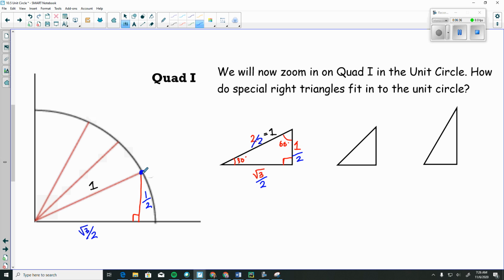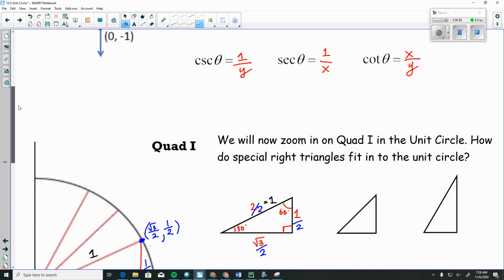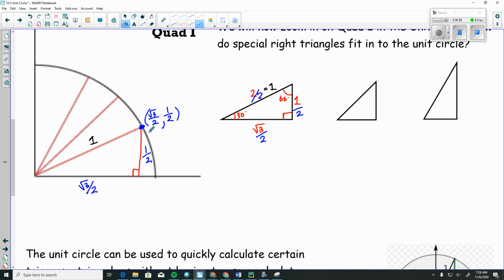What would this coordinate point be? Okay, what would this point be? Well, it would simply be the x, okay? How far the triangle goes in this direction, so the x, so square root of 3 divided by 2, and then the y, 1/2, okay? Just like we saw here, it would just be the x and the y, okay? So that's where we get our first coordinate point from the unit circle.